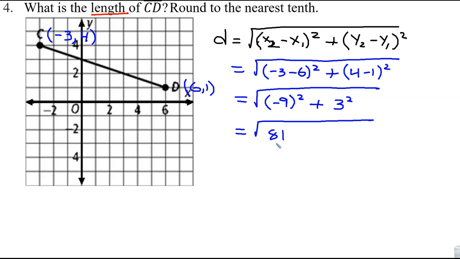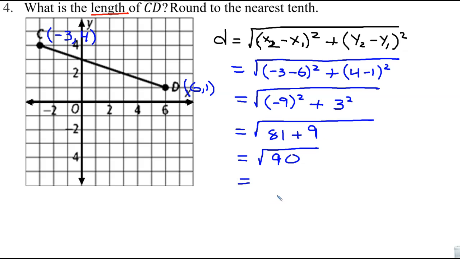If you want to get this correct answer on your calculator, you do need to have the parentheses around that -9. Otherwise, the calculator will square the 9 and just put the negative there. We want the numbers coming out here to be positive. Plus 3 squared. 3 times 3 is 9. We can add those together. So we have square root of 81 plus 9 is 90.